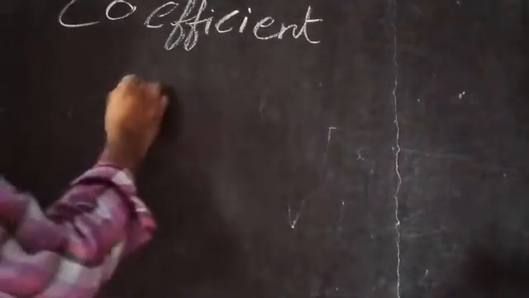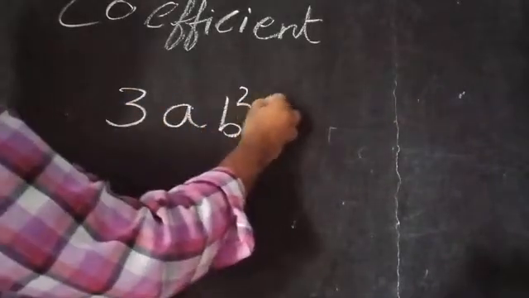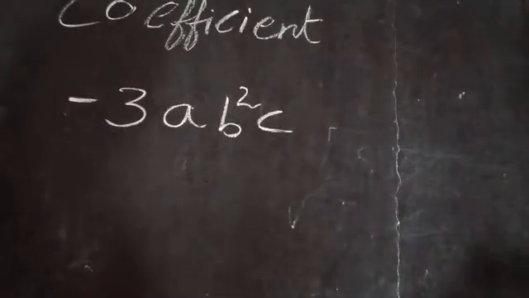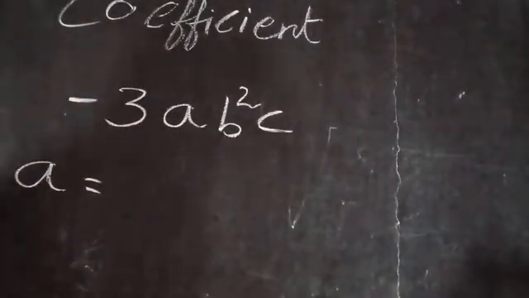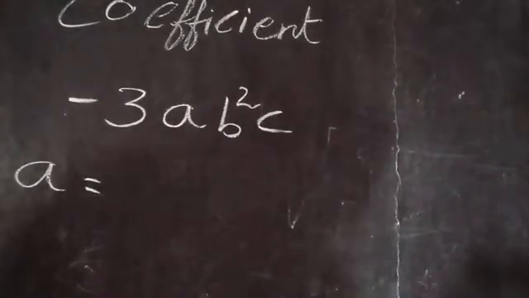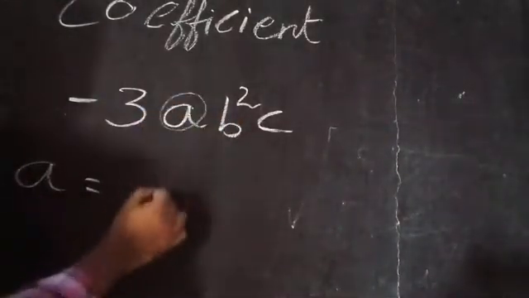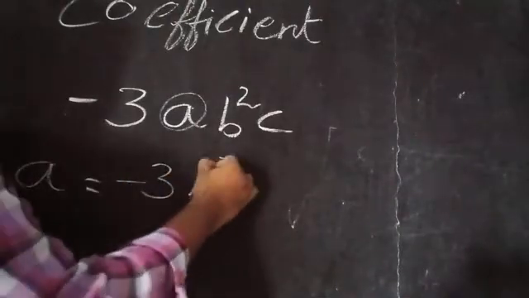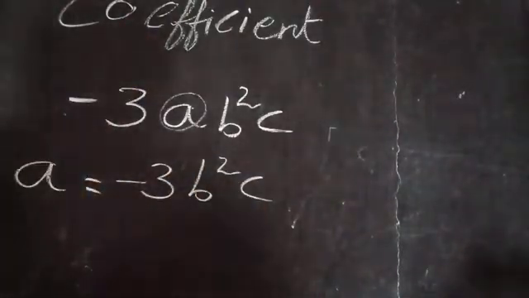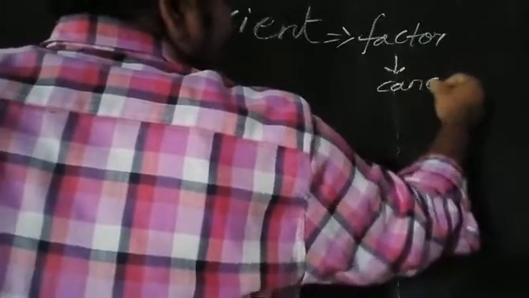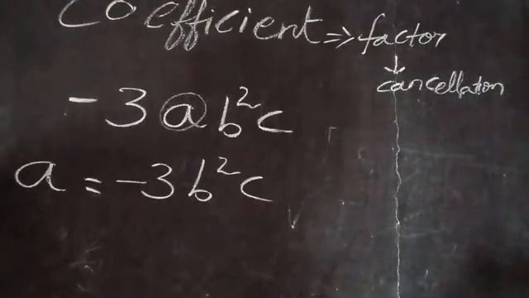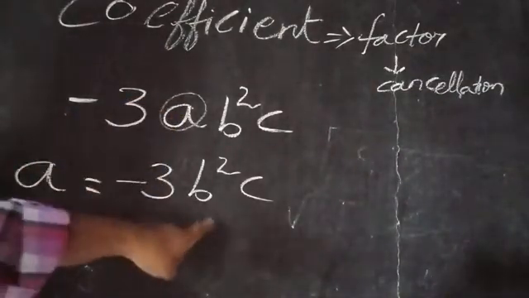For example, minus 3ab square c. They are asking the coefficient of a. What is called coefficient? Coefficient means factor of. Factor means cancellation. Cancel the a, which means minus 3b square c. So the coefficient of a is minus 3b square c.